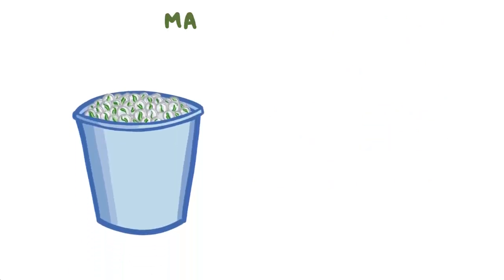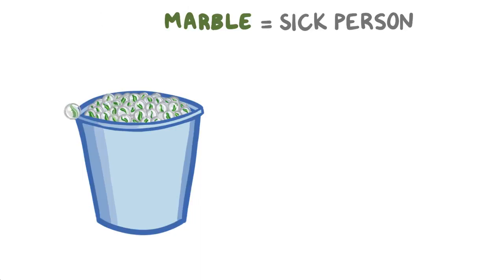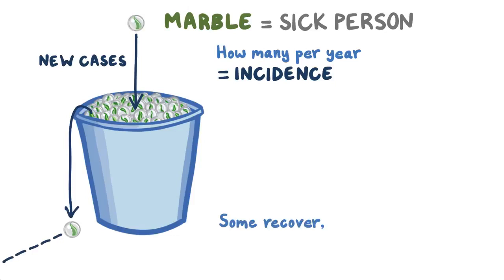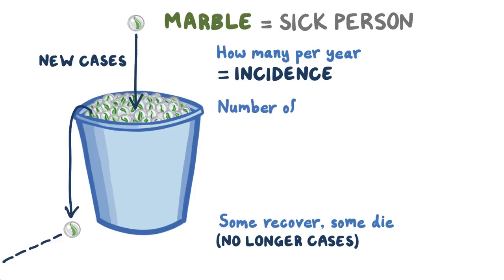Imagine a bucket of green marbles, with each marble representing a sick person. New green marbles keep falling into the bucket. These are the new cases. We can count up how many green marbles entered the bucket in a year, and that would be the incidence. Now, some marbles also fall out of the bucket. Perhaps some cases recover from the disease, while other cases die. Either way, they don't have the disease anymore, and they are no longer cases in our bucket. We can count up the number of green marbles in the bucket, and that would be our prevalence.